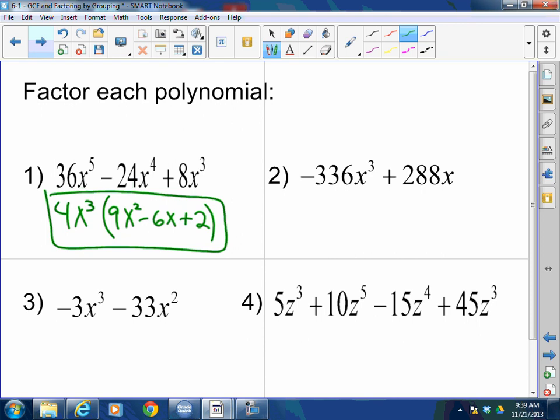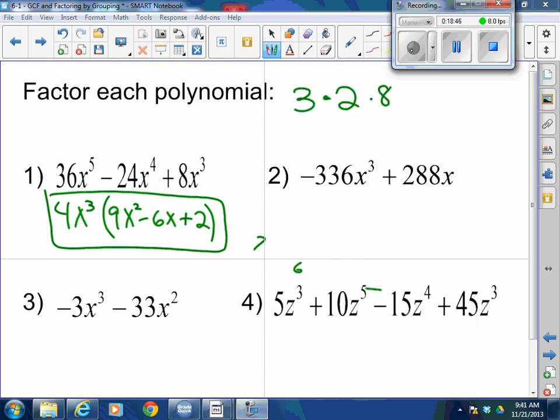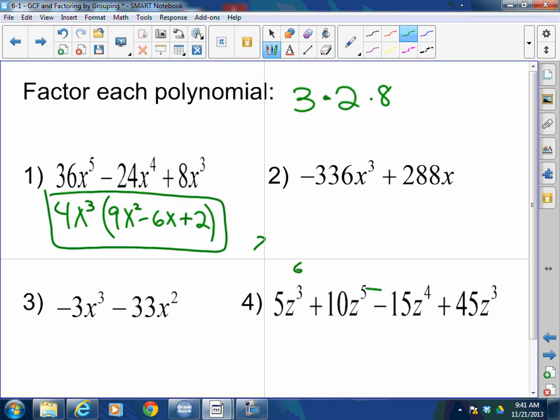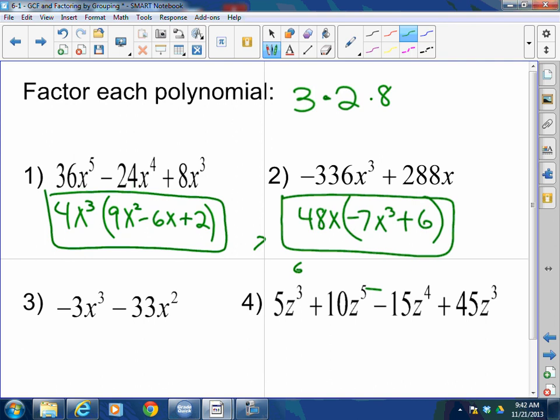Okay, number 2. I got a binomial. Is that grouping? No. What can I take out of both of these bad boys? This is a good one. Something x, somebody said. That's great. That is absolutely fantastic. Hold on. I'm going to pause here because I'm not going to waste time. You guys figure this out. Okay, after much collaboration, my class has figured out that 48x is the GCF. And this is negative 7x cubed plus 6 squared. Thank you, son. Excellent job.